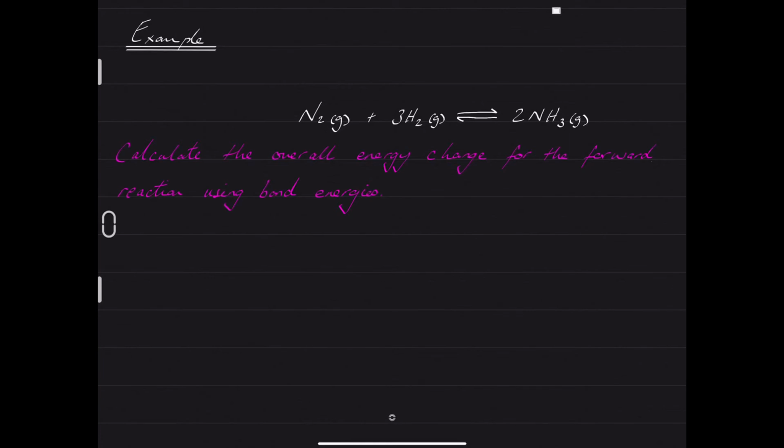Now before we start calculating the overall energy change for the forward reaction, I'm just going to recap what we're actually looking at when we're talking about overall reactions. In some reactions, the energy released when new bonds are formed, i.e. as the products are made, is more than the energy needed to break the bonds in the reactants. These types of reactions transfer energy to the surroundings, therefore they are exothermic.